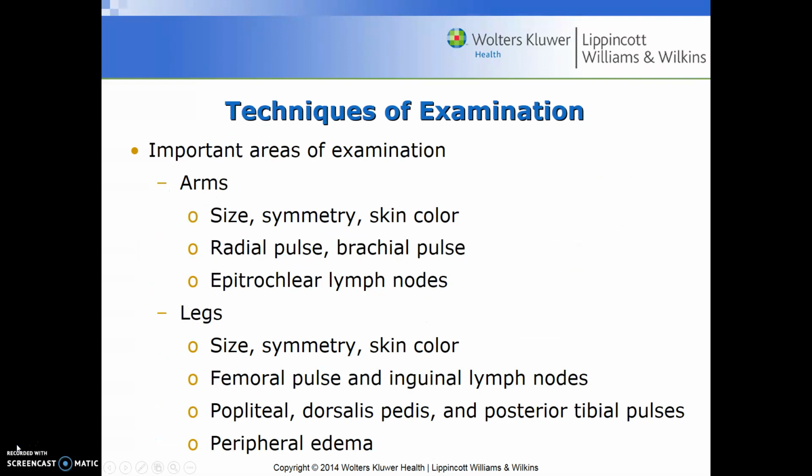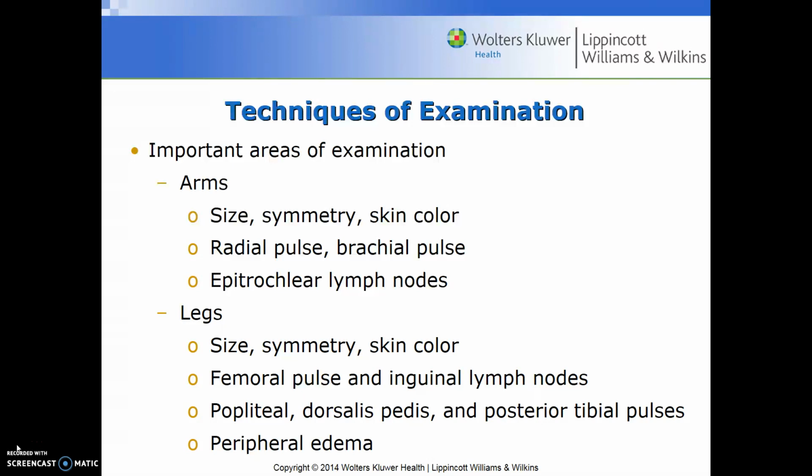So what are the techniques of examination that are specific to the peripheral vascular system? Well, we definitely have to inspect the arms and the legs. You're looking for size and symmetry and skin color. You're checking those pulses that are close to the body's surface, and that's why anatomically you have to know which ones are. And then looking at the information on the arms, don't forget to include the epitrochlear lymph node assessment.